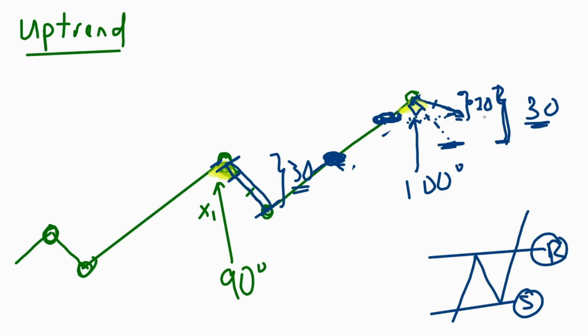Okay, so this is the uptrend scenario. Now I'm going to look at the downtrend scenario.